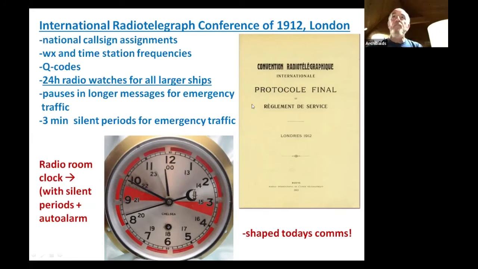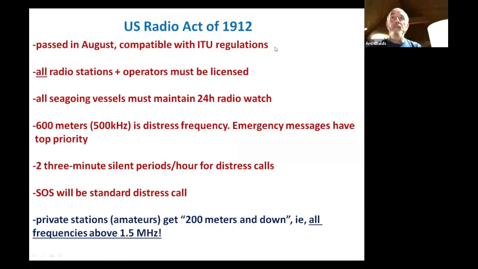The US, of course, passed the same act. And basically they said all the same things. Again, this is a basis of the way ham radio works today. All radio stations and operators must be licensed. Before this, if you were interested in radio, you just collected your Model T coil and whatnot, and you got on the air. All seagoing vessels had to keep a 24-hour watch, and officially the distress frequency is 600 meters, the 3 minute periods, and SOS was adopted.